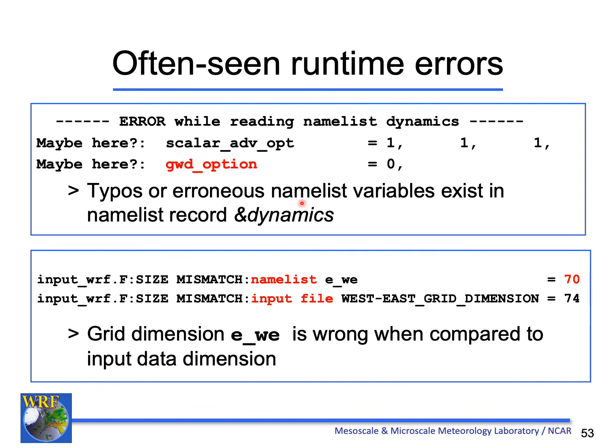In the second example, the input data dimension and the dimension we entered in the namelist file are checked against each other. And hence, it prints out this special error message for us. If we read the message carefully, we can probably understand what it tries to tell us. Both of these types of errors can happen when we run initialization program as well as the model program itself.